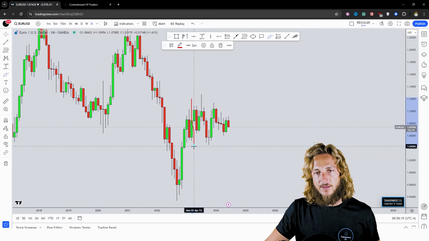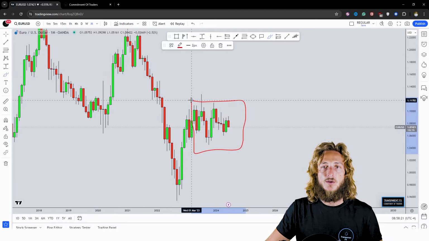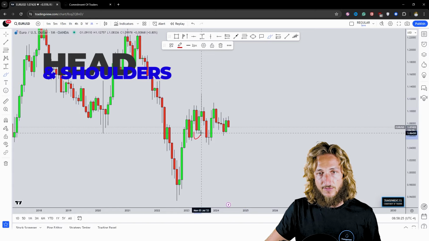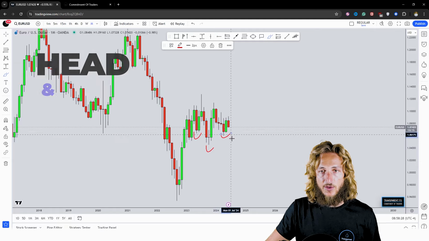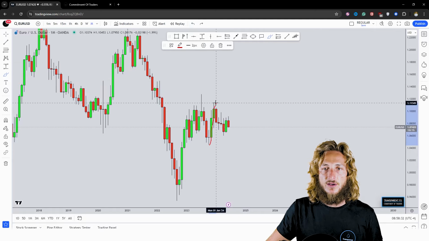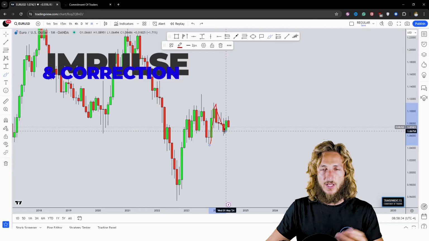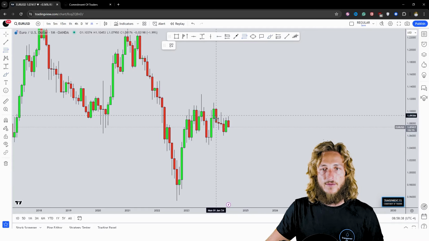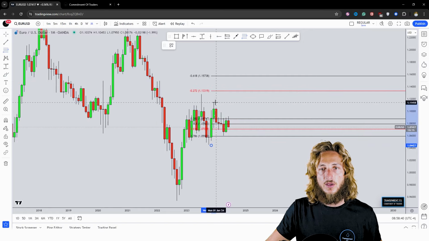Now, the pattern that we can notice here in this recent price action is the creation of an inverted head and shoulders, with the left shoulder here, the head here, and the right shoulder here. We can also notice that from a pattern standpoint, we have a clear impulse followed by a correction. And in general, after an impulse, if you want to measure the correction, you have to take your Fibonacci from the low to the high of the impulse leg.